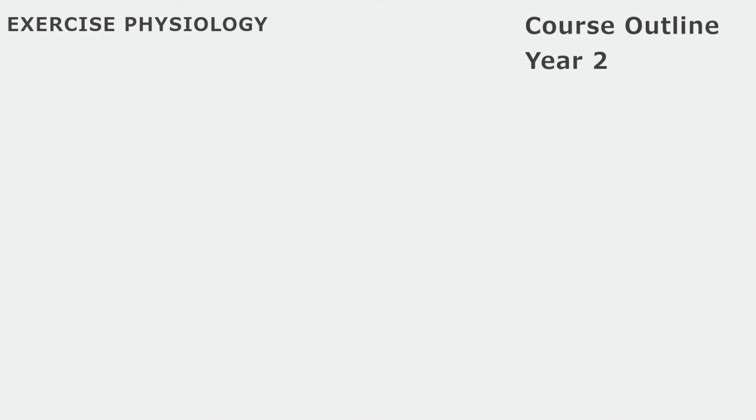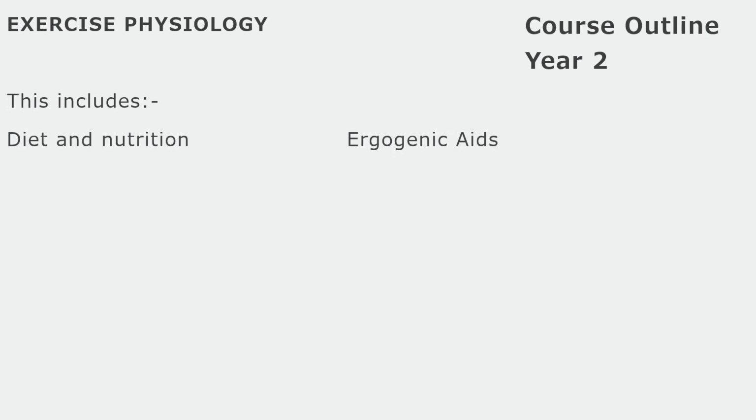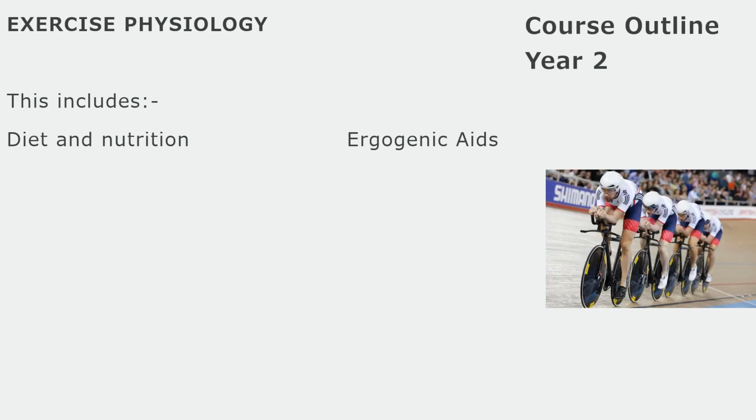In Year 2, you will look at exercise physiology. This includes diet and nutrition. We'll look at the importance of diet for an athlete on their performance, including how to work out how to calorie count to ensure a performer stays at their optimum weight. We'll also look at ergogenic aids, which will be something completely new to you, and we'll look at how that improves performance.